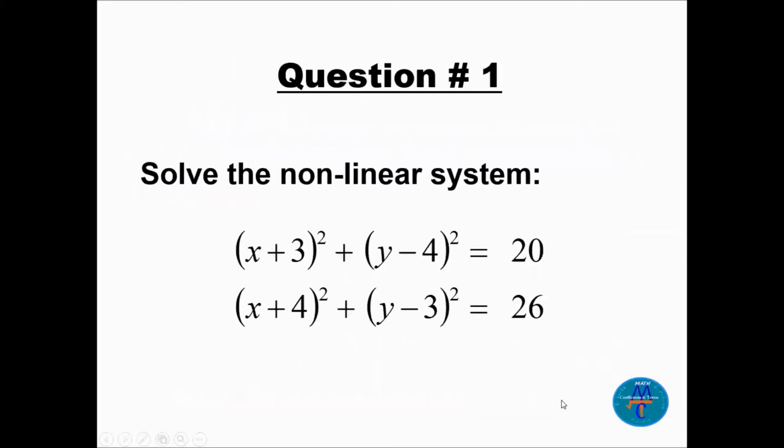Let's start. Question number 1. Look, please, here. Solve the nonlinear system. (x + 3)^2 + (y - 4)^2 = 20, and then (x + 4)^2 + (y - 3)^2 = 26. Please pause a little here and think, what can we do? These are two circles. Without graphing, we need to find the solution, the points of the intersection, if there is any.